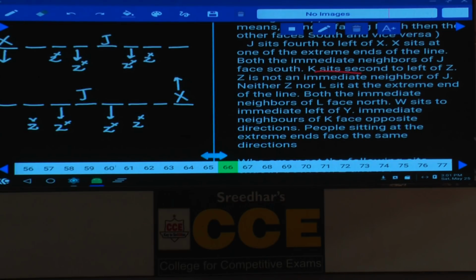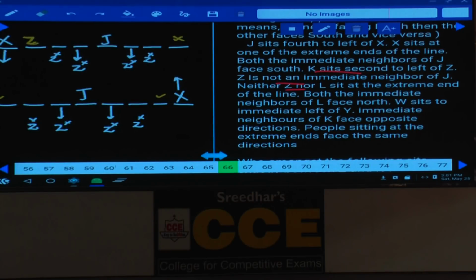Hence these are the possibilities. Finally we are left with Z in two different places, either here or here, and in this case Z can be here or here, isn't it? There are only two possibilities in each of these. Next one, neither Z nor L sits at the extreme end. Now Z also cannot be at the extreme end. As Z cannot be here, what is the only possibility we have? Z must be at this place.